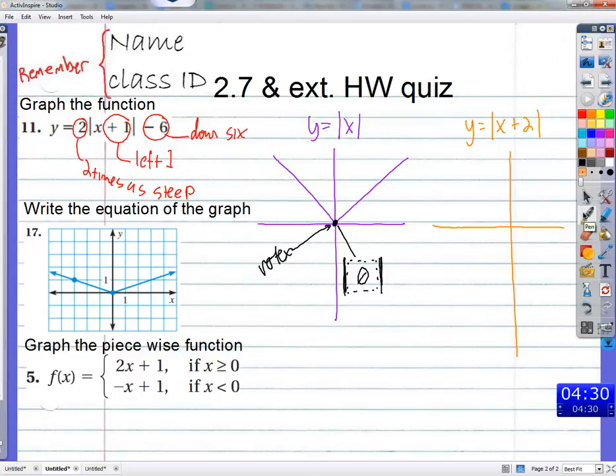And then just to the right of that, if you move 1 to the right of the vertex, the inside of the absolute value will be 1. If you move 2 to the right, the inside of the absolute value will be 2, and so on. And then you'll see that shape start to take place around the vertex.